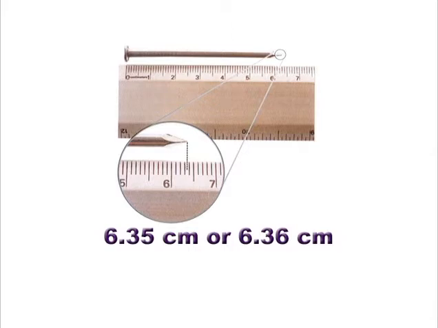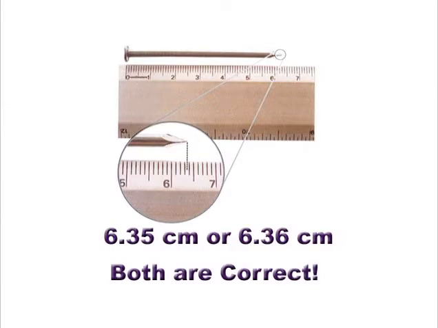Because it is an estimated number, it may not be exactly the same for every person who makes the measurement. One person might measure the length of this nail to be 6.35 centimeters. The next person might measure it to be 6.36 centimeters. Both answers are equally correct.